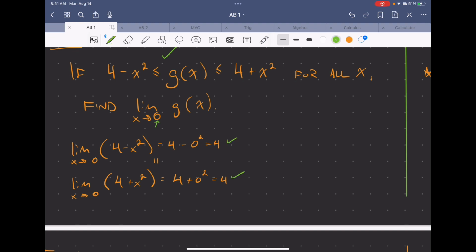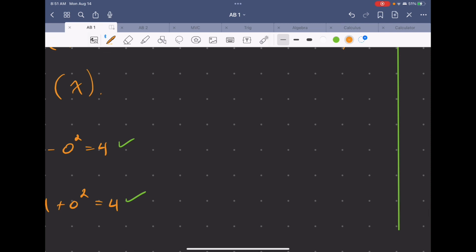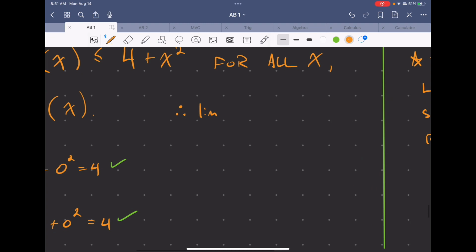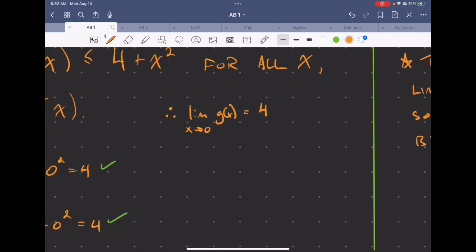So now the hypothesis of the squeeze theorem has been satisfied. So now I can just say that it follows, therefore, the limit of that middle function, g of x, is what they're calling it here, as x goes to 0, has to be equal to that same value of 4. And remember to state the theorem that you used, so it's by the squeeze theorem.